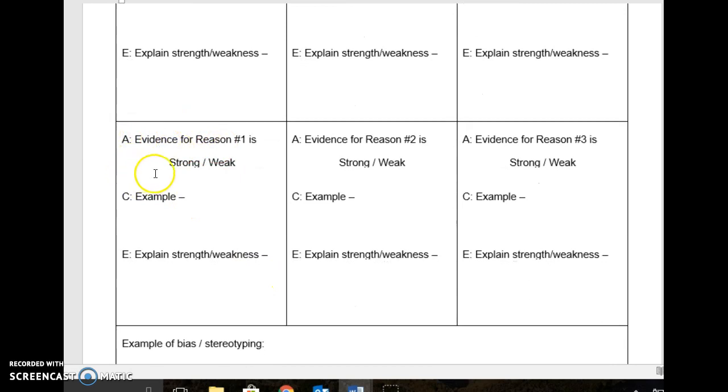You're going to look for a piece of evidence that supports the reason, and again, you're going to tell me, is it strong or is it weak? You're going to circle one of these options. Then I want you to cite the text. Give me an example of that piece of evidence. And then E, explain, is this evidence strong or is this evidence weak?